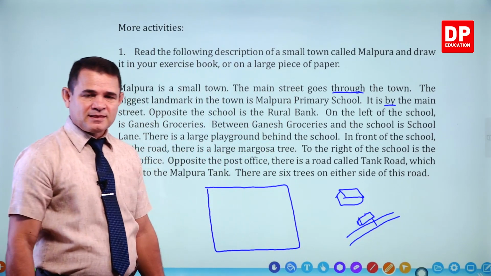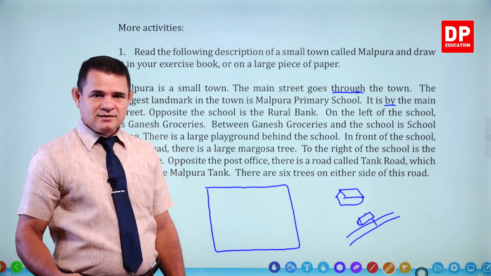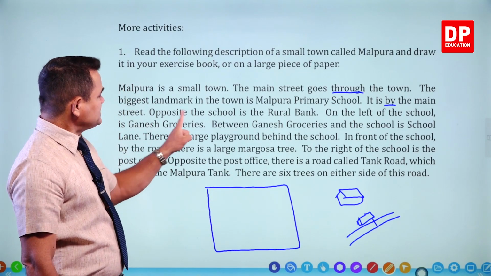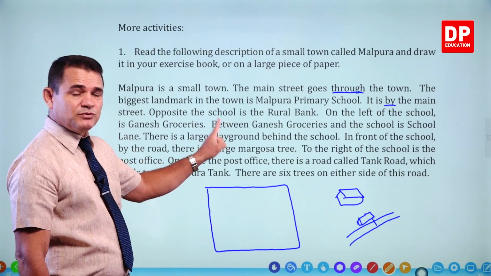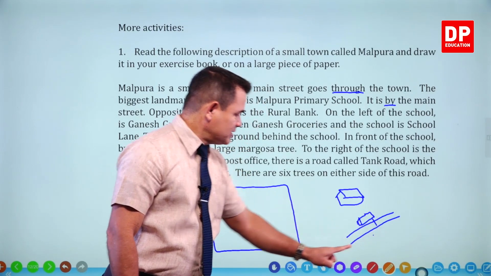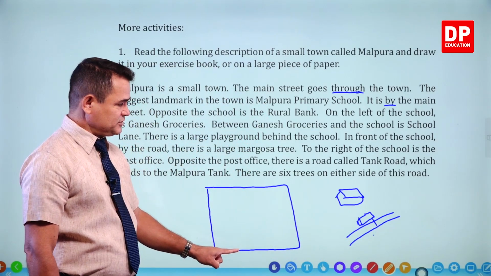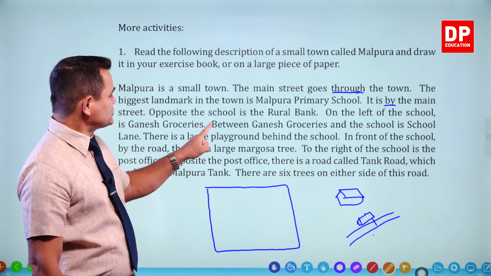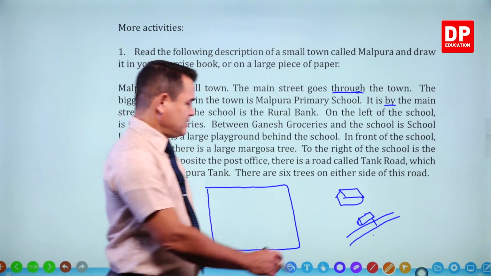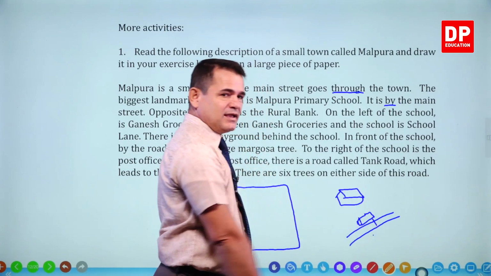By means very close, near. අසල කියන්නේ. By the main street. Opposite the school. Opposite means විරුද්ධ පැත්තේ. එහෙනම් මේ පාරේ මේ පැත්තේ නම් මේකේ අනිත් පැත්තේ. You draw it in the picture. Opposite the school is the rural bank. එහෙනම් ඒකට එහා පැත්තේ rural bank එක.